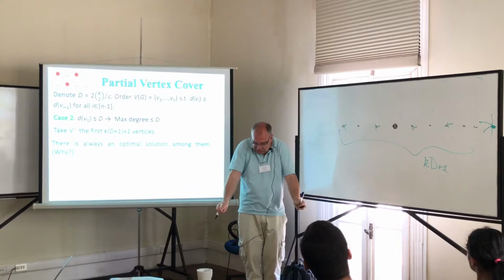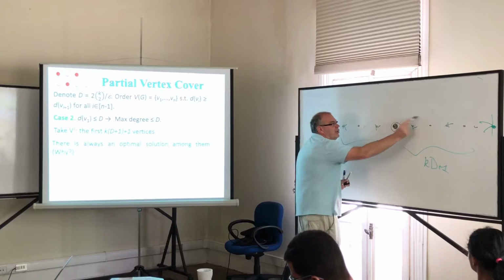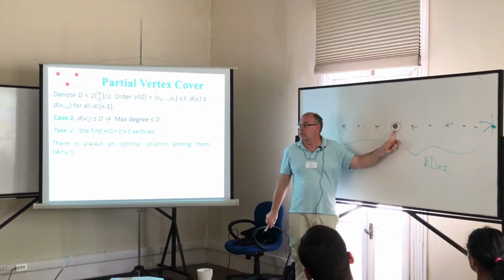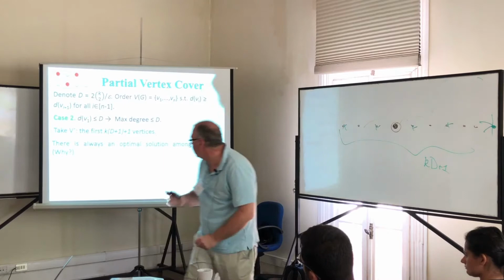I cannot take too small an amount of them, because then maybe some edges will be counted twice. But if I take too many of them, I know that there is always a spot which is not adjacent to any of these guys. Then why am I taking this vertex and not this one? This vertex covers more edges than this one, so I can plug it in. So this is the idea: there is an optimal solution among them.